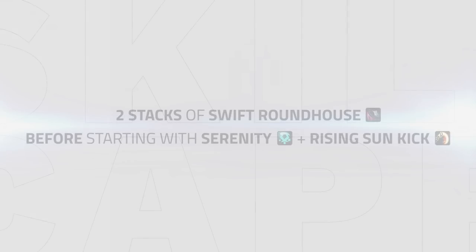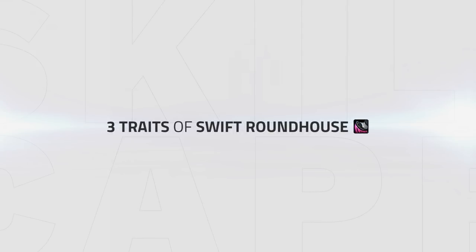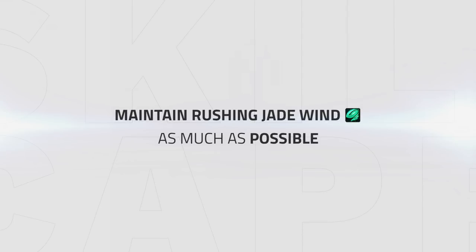The only preparation you'd want beforehand is to get 2 stacks of Swift Roundhouse before you start with a Serenity followed by a Rising Sun Kick. So to recap on Windwalker, make sure you get the Swift Roundhouse on all 3 Azerite trait pieces of gear. Make sure to not energy starve your Rushing Jade Wind, maintaining it as much as possible to deal as much damage as possible.